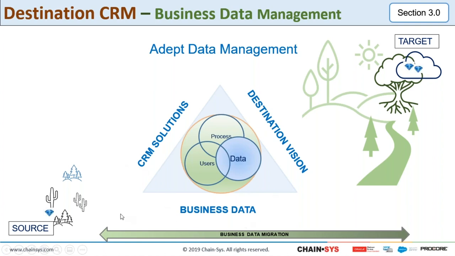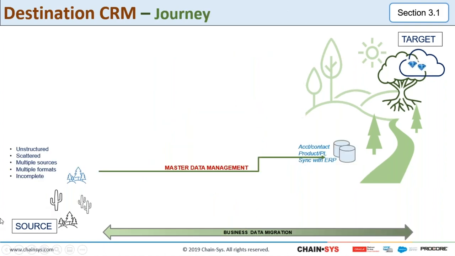If you really look at their business data, it is unstructured and scattered all over the place. It can be, because it's a global organization. Some of it is in spreadsheets, some use MS Dynamics, some use an old on-premise CRM, and some use a custom-developed one. So there can be multiple sources and multiple formats. They are incomplete. They have been acquired over a period of time, right?